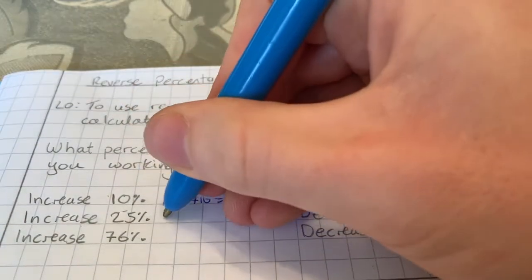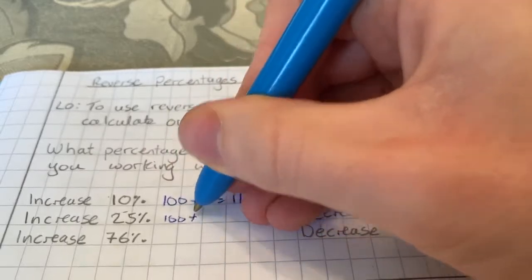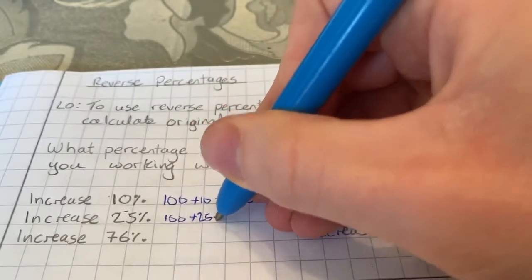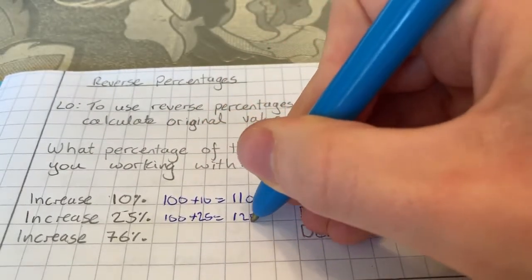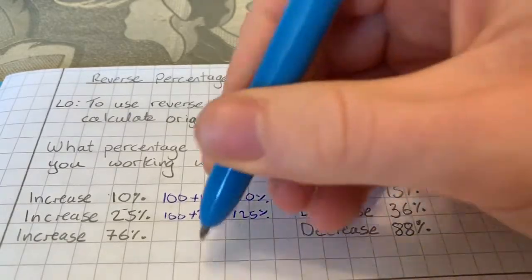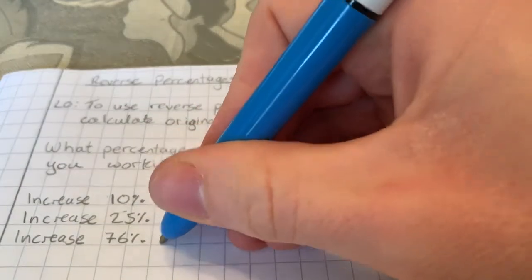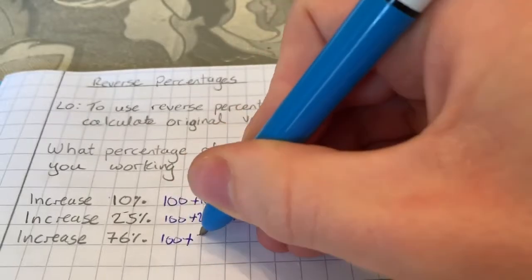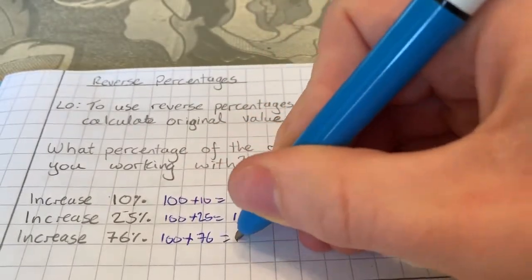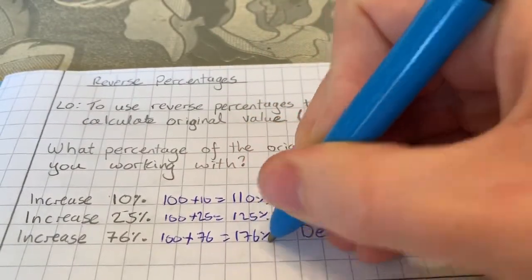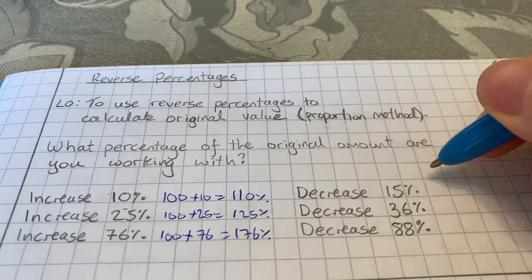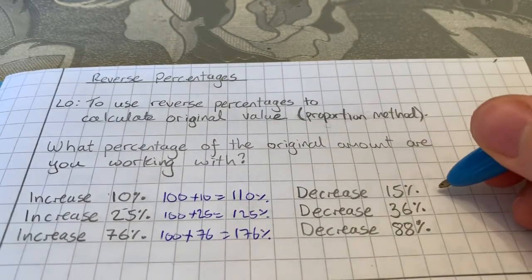If you've got a 25% increase, it'll be 100 add 25, so you're working with 125%. If it's a 76% increase, it'll be 100 plus 76, so it'll be 176%.